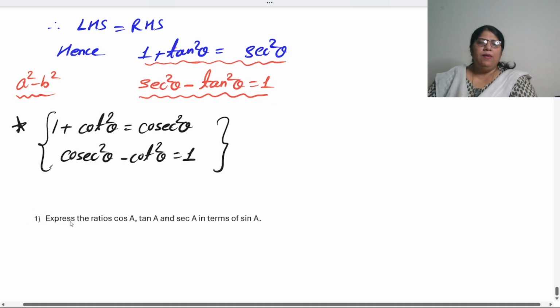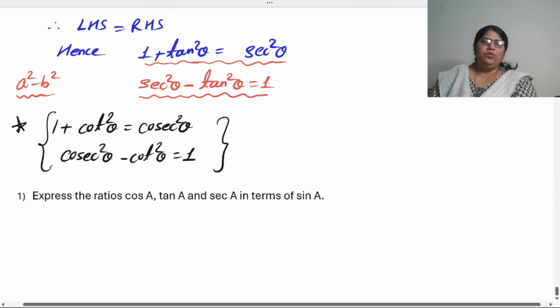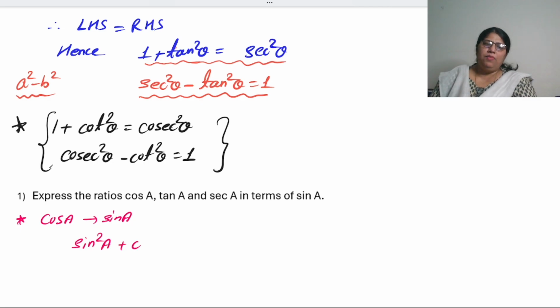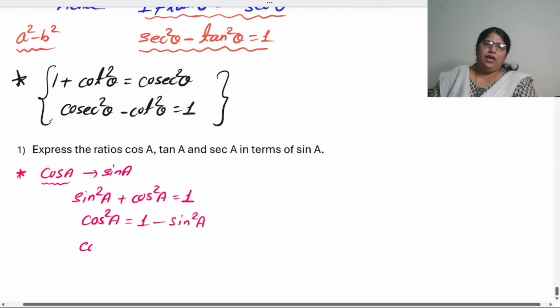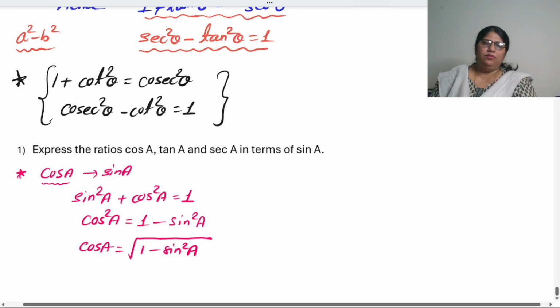Your first question is, express the ratios cos A, tan A and sec A in terms of sin A. Now what do we do here? You need to write down cos A in terms of sin A. So first, cos A in terms of sin A. How are we going to do it? Relating these two trigonometric ratios, we have one identity, which is sin square A plus cos square A is equals to 1. Now I need the value of cos A. So let cos square A stay on the LHS and transpose sin square A to the right hand side. So cos A is equals to under root 1 minus sin square A. This is the way we write down cos A in terms of sin A.